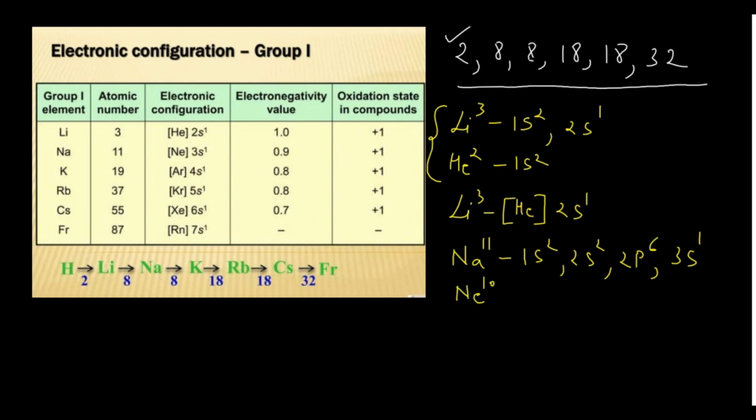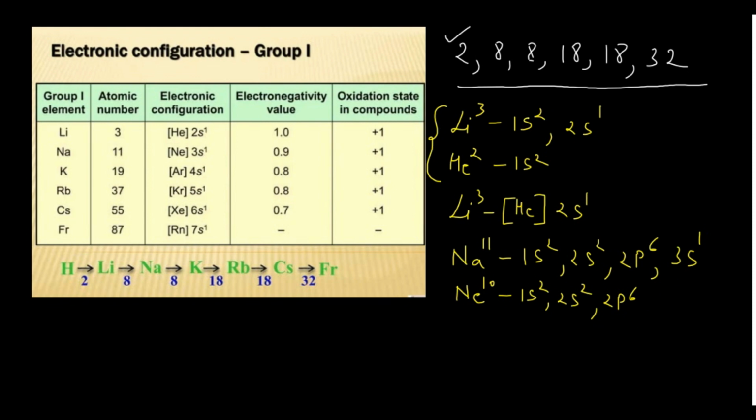is 10. So it is 1s2, 2s2, 2p6, and here you can write 3s1, just like that. Oh, sorry, no, 3s is not there. Only 10 electrons are there.